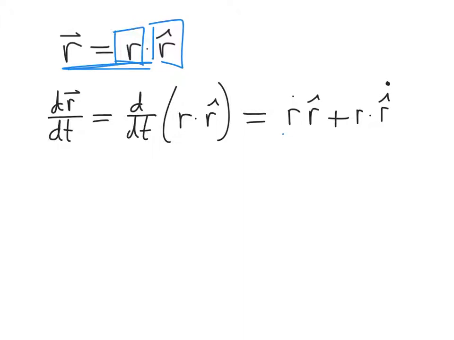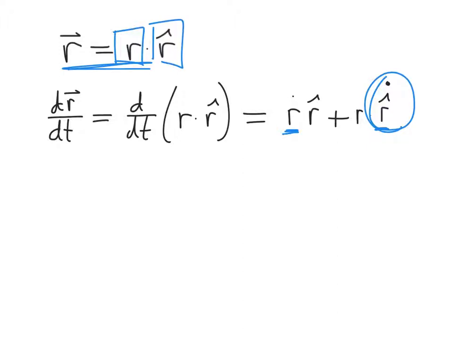Now, this term here just represents the rate at which our moving object is moving outward away from the origin. So this is just the radial velocity. This term here, however, represents the rate at which the basis vector itself, r hat, is changing as the object moves around. When we use the x hat and y hat basis vector set, we don't have to worry about this derivative. But when we use the polar coordinates, we do. Okay, so we'll come back to that.